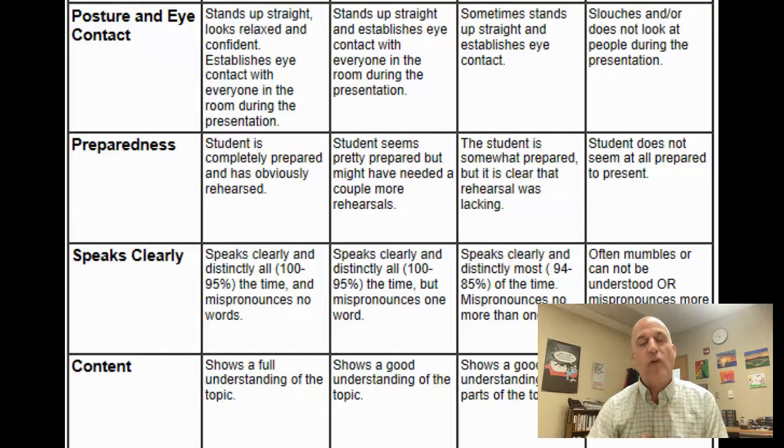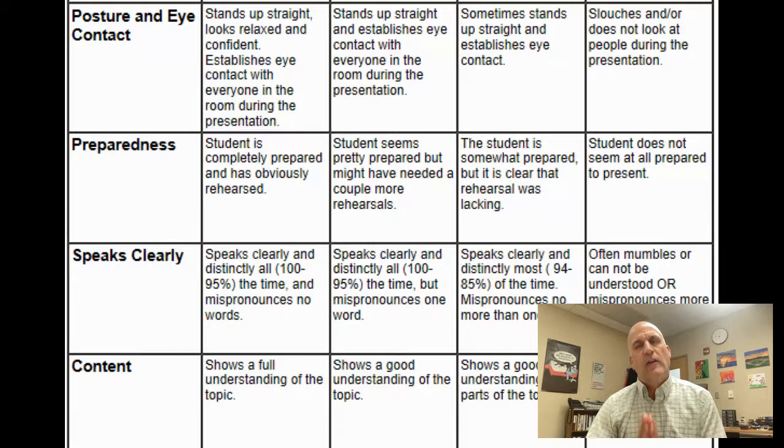So it's so specific. Similarly, when you look at number 2, when it says speaks clearly and distinctly most, 94 to 85% of the time, I don't know what those percentages look like. I'm not a math person, and even if I was, I would have to really pay attention to determine whether it was 85% or 76% or what do those percentages mean. A lot of times in rubrics, we want to equate it to a number or a percentage.